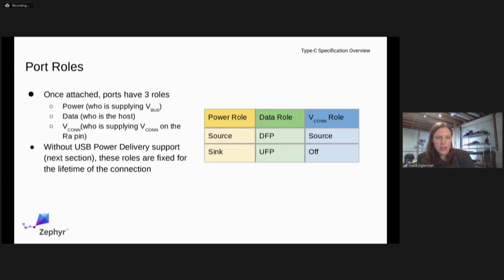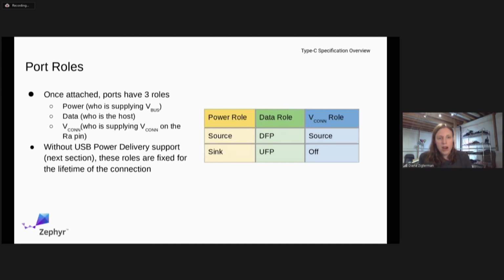And so once we're in Attached.SRC and Attached.SNK, we have port roles. We've got 3 roles that each port partner has. There's the power role, so who's supplying VBUS: you're either the source or the sink. Data role, so that's who the host is of the connection. You're either the DFP or the UFP, and we'll get into those acronyms in the next section. And you've got a VCONN role, so you're either the VCONN supplier or you're not the VCONN supplier.